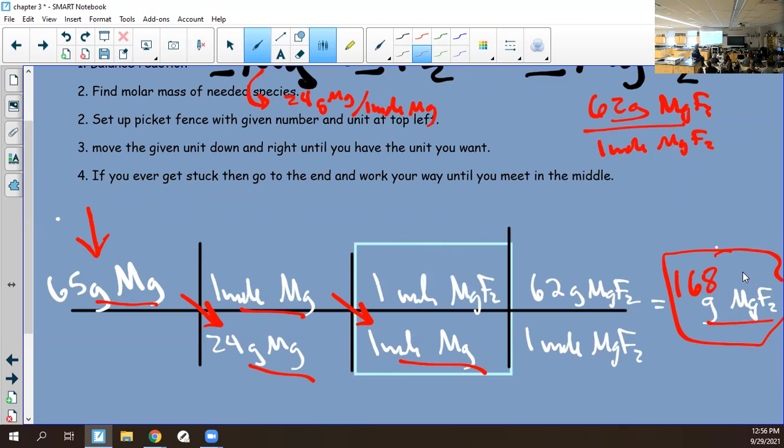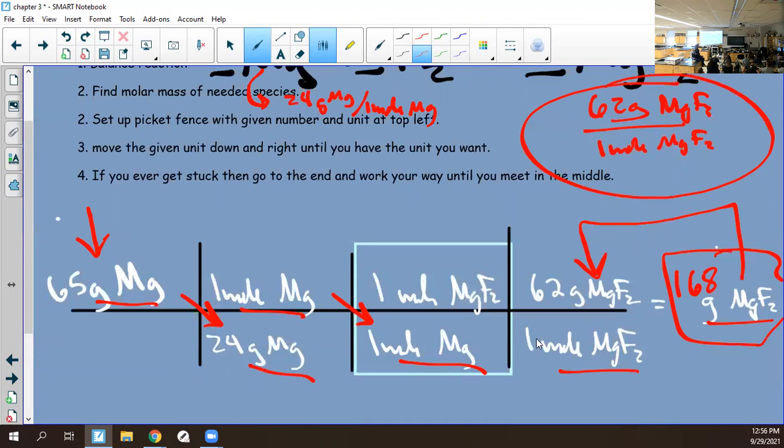A lot of you by now know this, but I go backwards anyway. Grams of Mg, the unit at the end will always be the same as the unit at the end. I had that ratio right here: 62 grams of magnesium fluoride for every 1 mole of magnesium fluoride. And then these units will always match each other. And so then I knew I was ready to go.